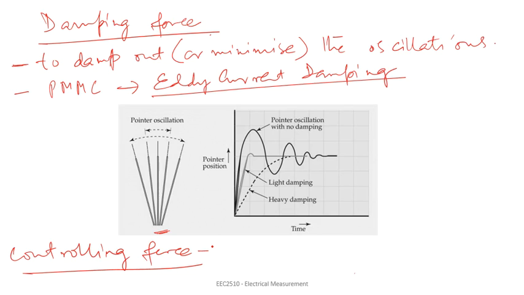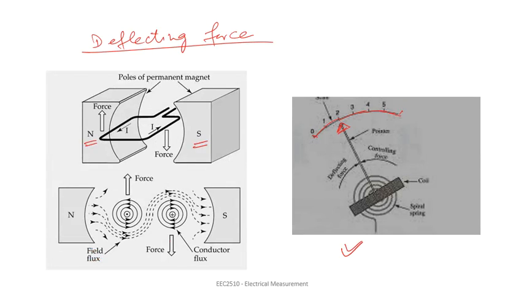So controlling force normally in the PMMC type instrument is provided by the spiral type of springs, okay, spiral spring that was also shown in the previous slide. So this is the type of spiral spring you are seeing here. So in PMMC type instrument, the controlling force is provided by these spiral springs. So spring will retain the coil and pointer at their zero position when no current is flowing.